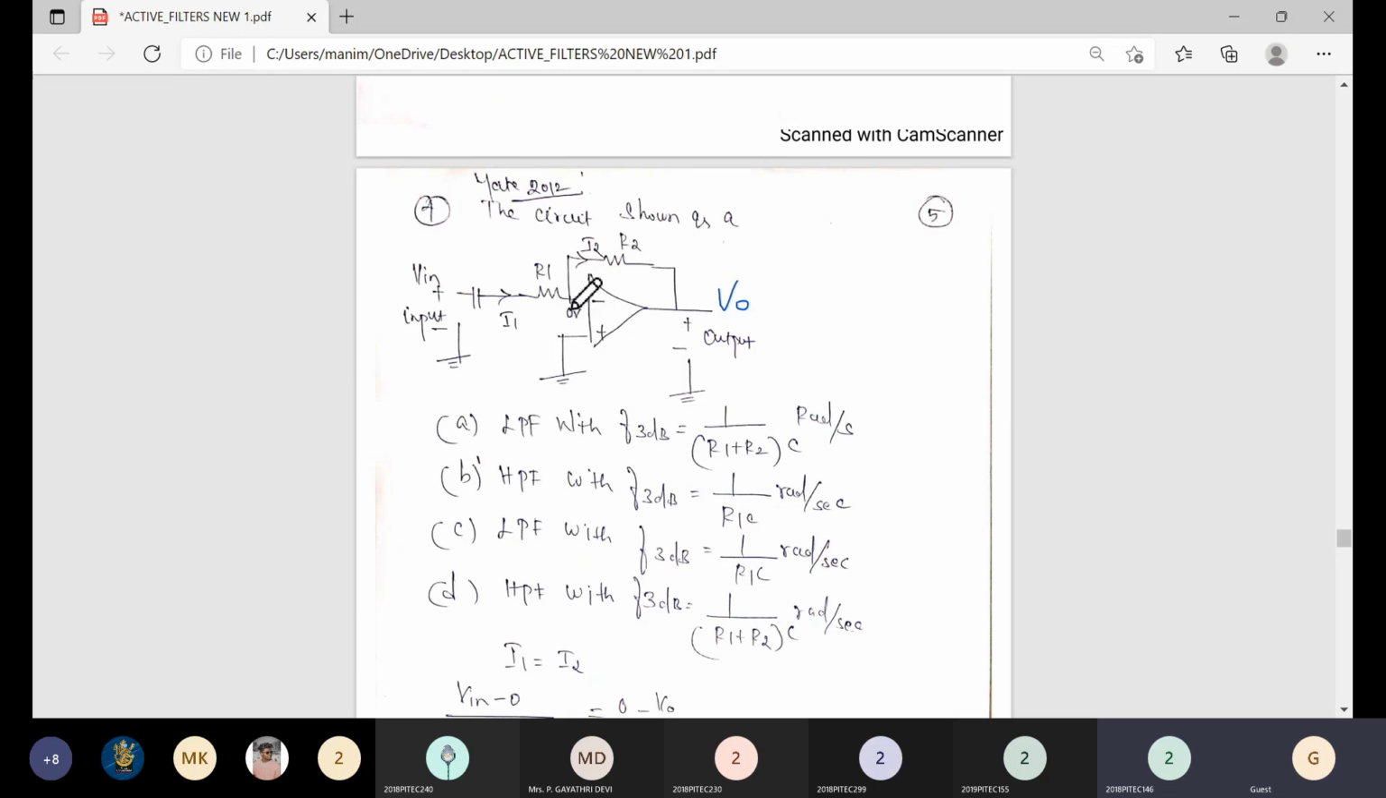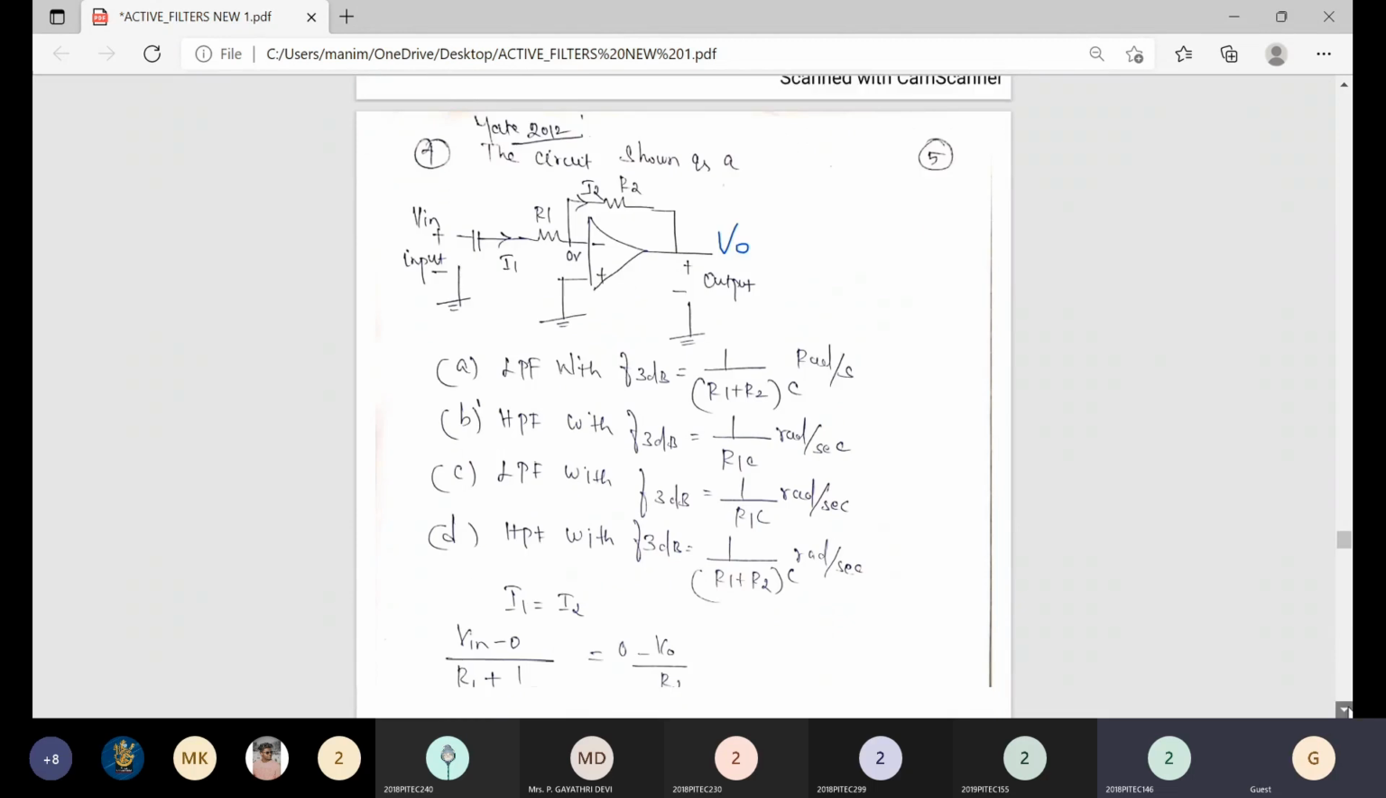Here we have Vin and one capacitor. Consider the current I1 flowing through this path. The same current should flow through the resistance R2, because this is a virtual ground and no current flows through the inverting terminal. So we equate these two currents: I1 should be equal to I2. So what is I1? What is I2?